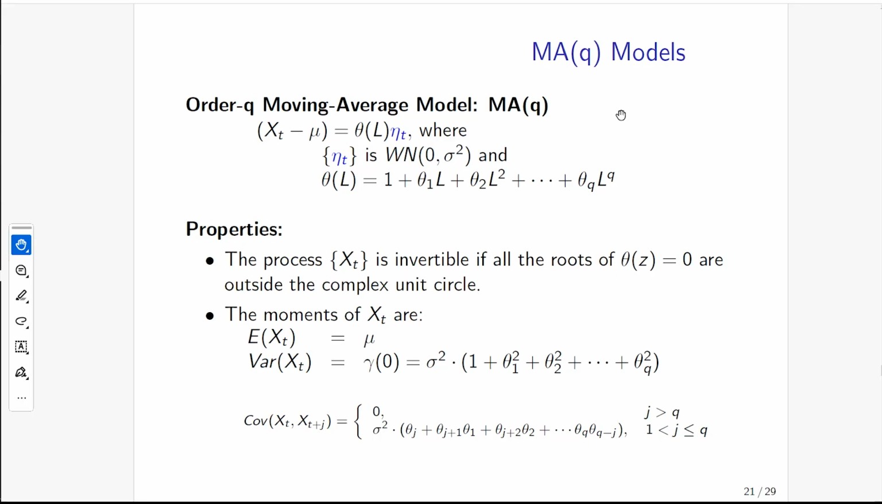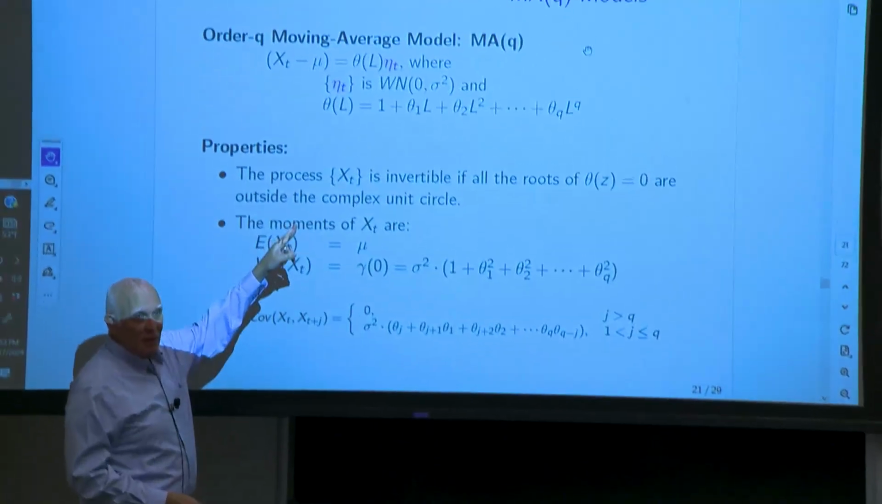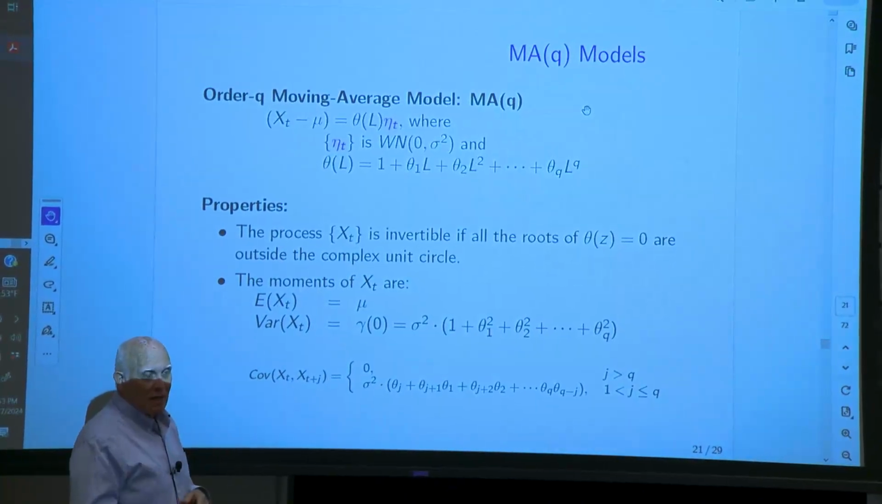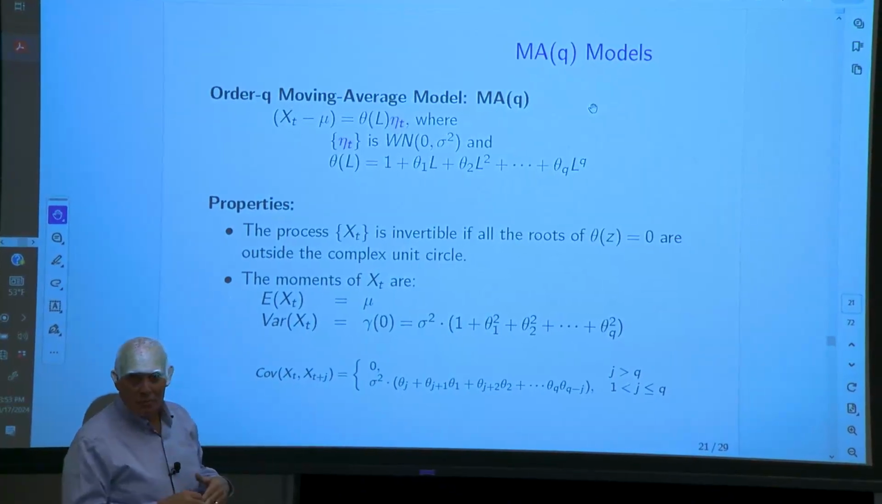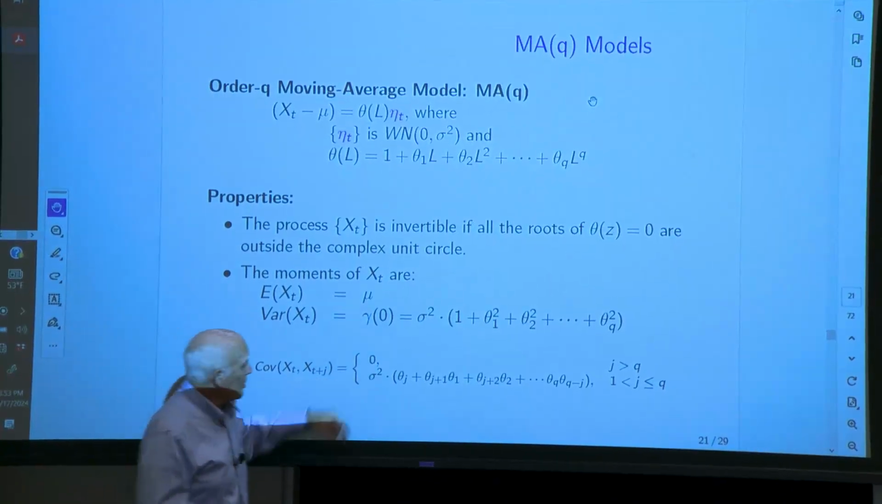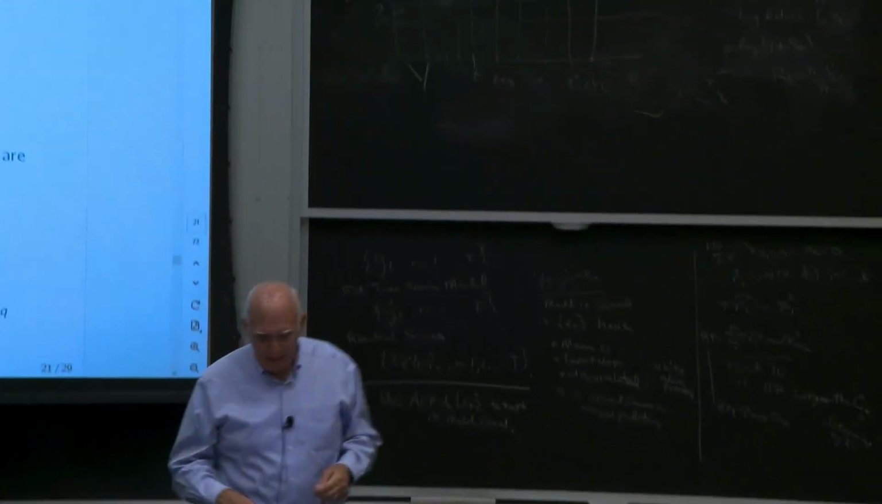With covariances of the series, with moving average processes, if we look at time increments j that are longer than the order q, then there's no overlap of white noise terms in x_t and x_{t+j}, and so their covariance is going to be 0. When there is overlap, then we get this formula.